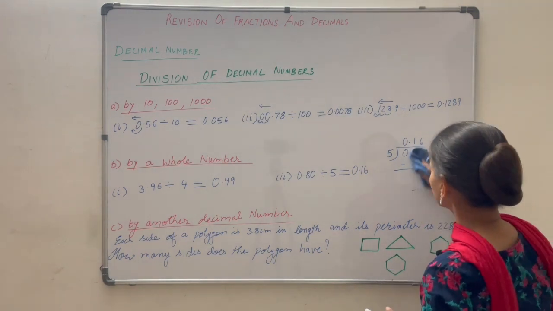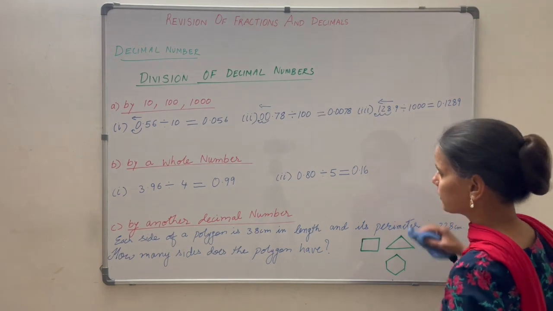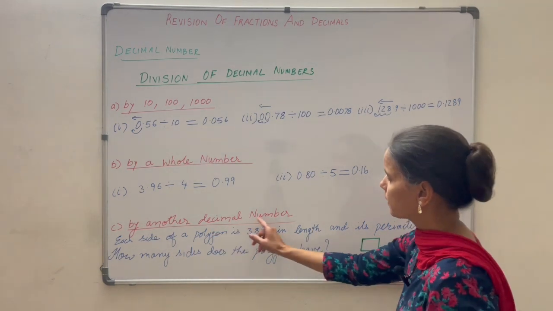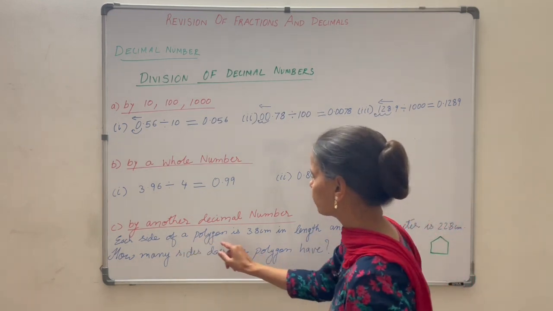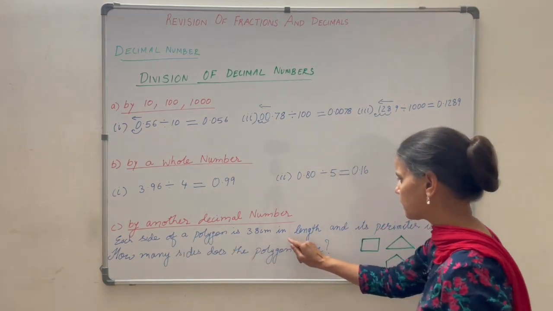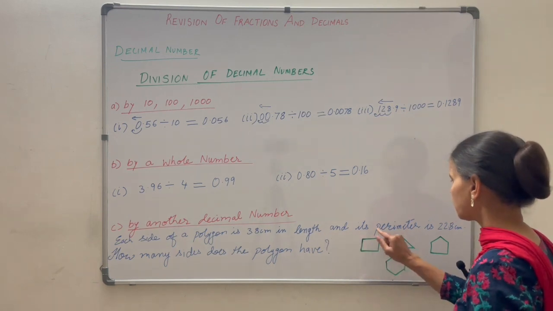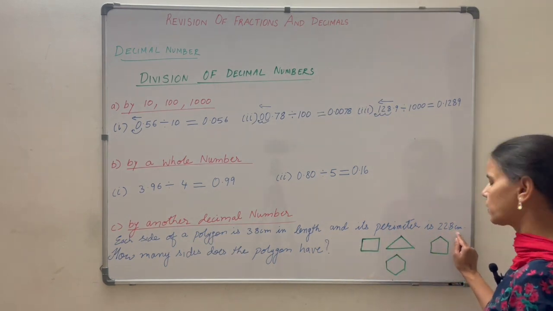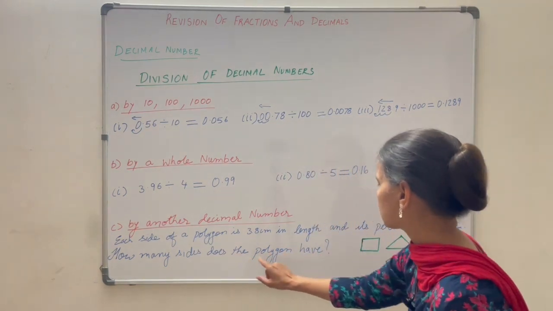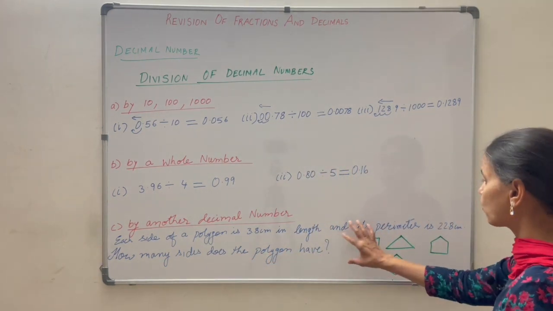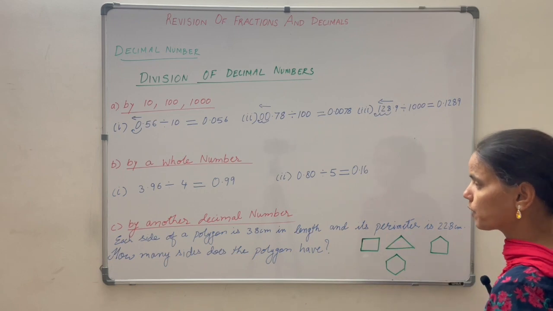Okay. Now let us see how to divide a decimal number by another decimal number with the help of this example. Each side of a polygon is 3.8 centimeter in length and its perimeter is 22.8 centimeters. How many sides does the polygon have? So to answer this question, first you should know what is a polygon.